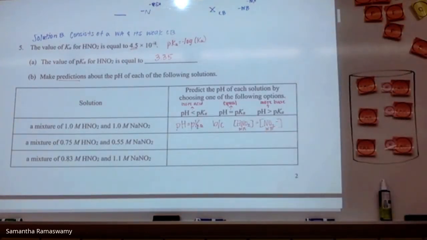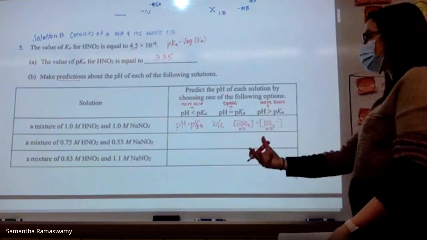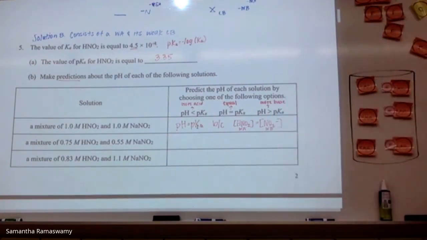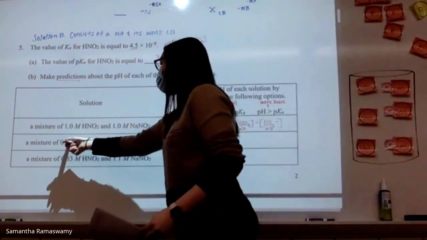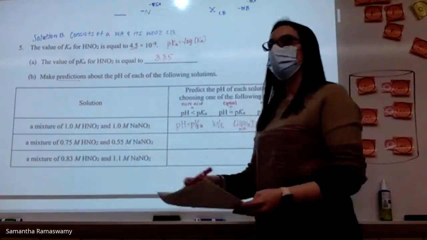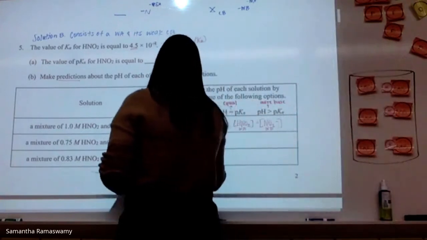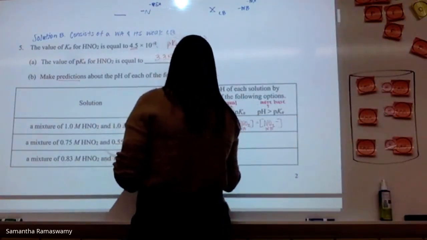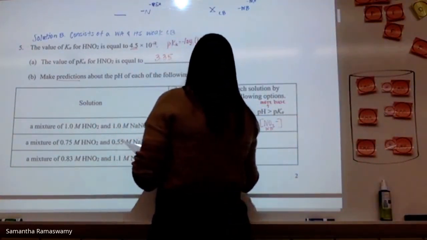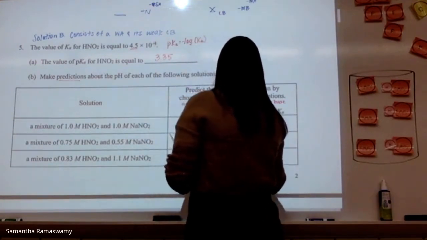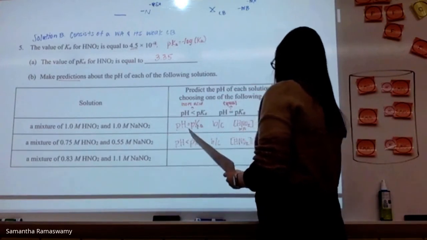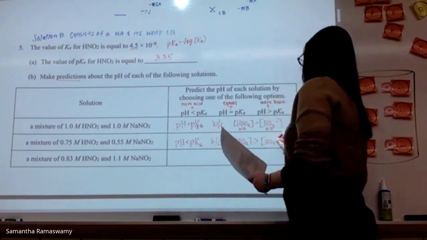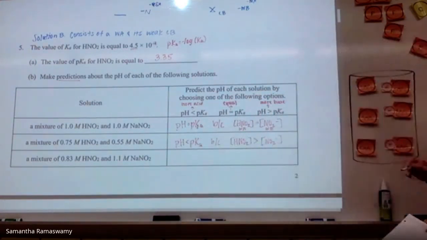Compare the next one, 0.75 molar of the acid, 0.55 molar of the base. So now we have more acid compared to the base. So we're going to say pH is less than pKa because the concentration of HNO2 is greater than the concentration of NO2-. More acid means a lower pH.